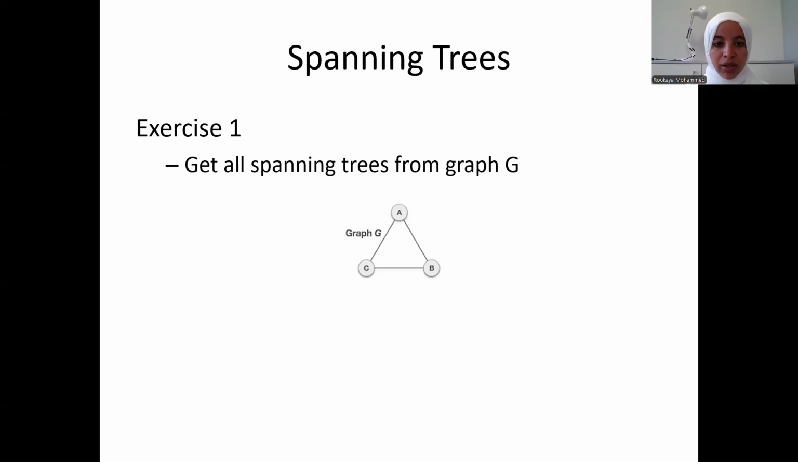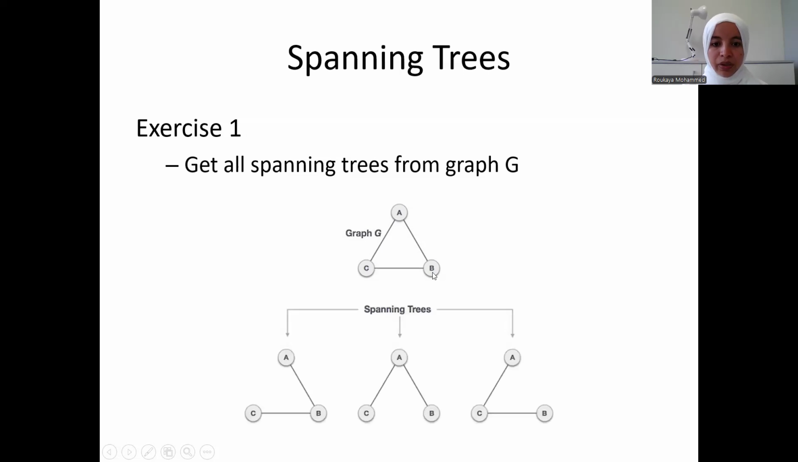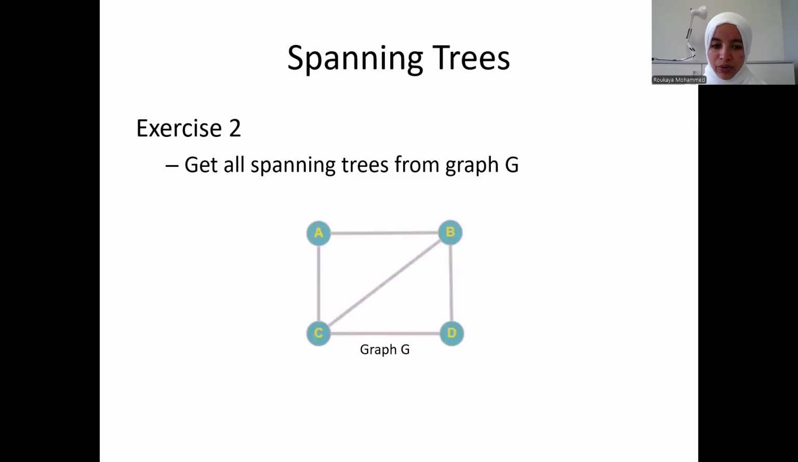So let's practice on it. Can we get all spanning trees from graph G? Here we have graph G with vertices A, B, and C connected through edges AB, BC, and AC. We can have three spanning trees from this graph. We can have A to B and then B to C, or we can have A to B and then A to C, or we can have A to C and then C to B. And here are the three spanning trees of this one. Pretty easy, right? So now can you please practice on this graph and do this thing?